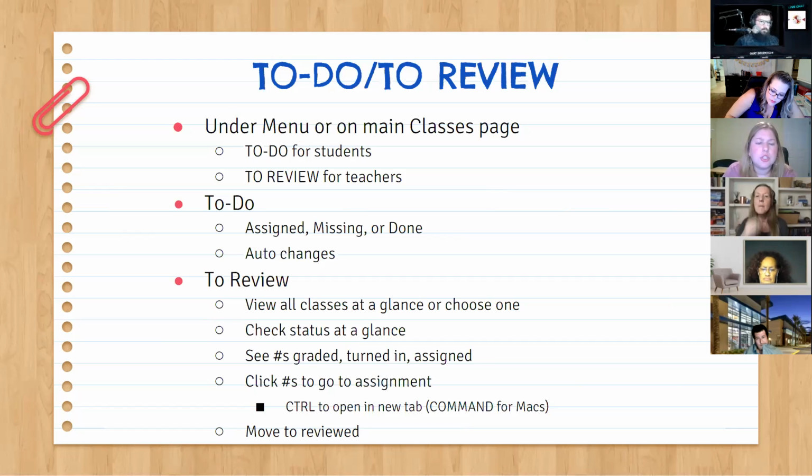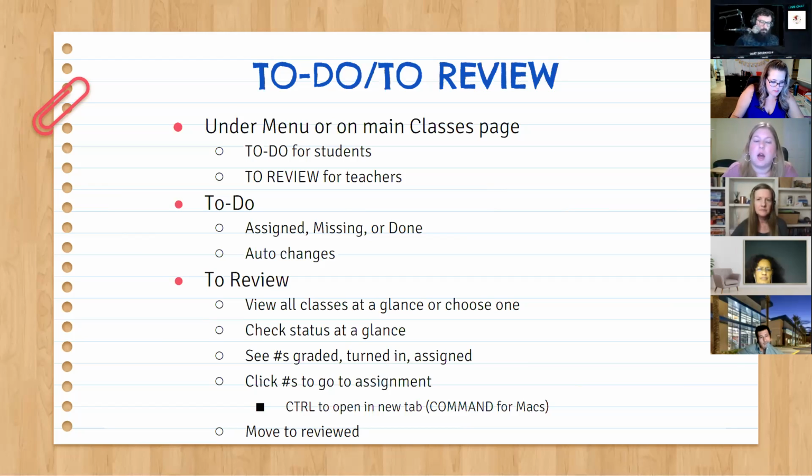So on your to-do list, if you are a student in a class, you have 3 options, or 3 columns basically. You have assigned, which is all the work that's assigned to you; missing, which is any work that's missing that you haven't submitted; and done. So that's all the work that you've turned in, that's been graded.